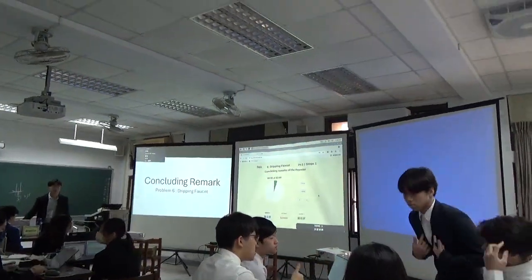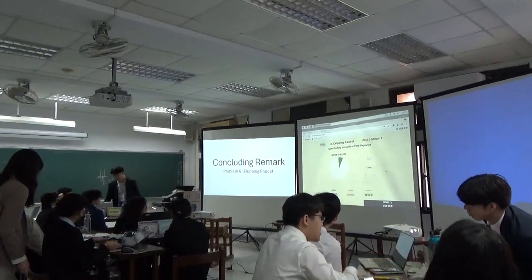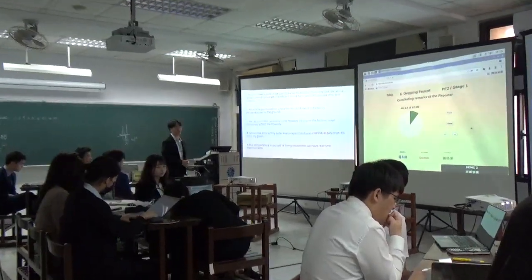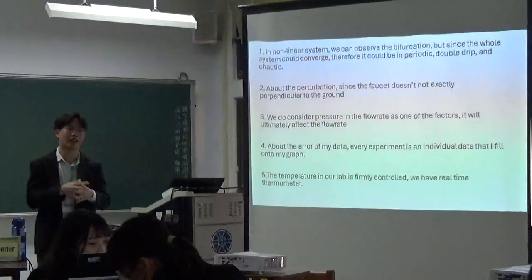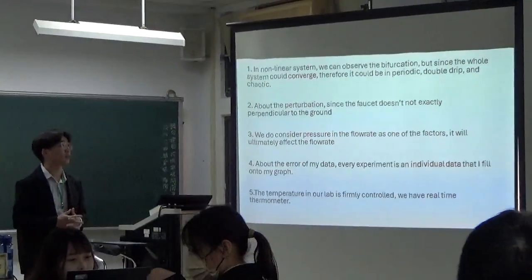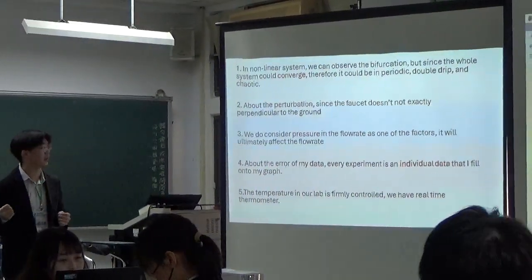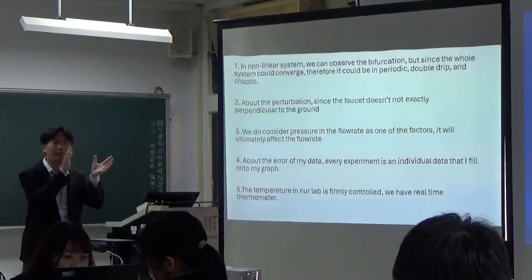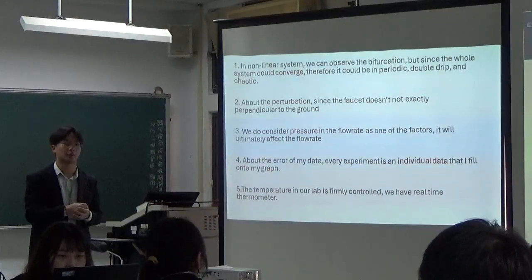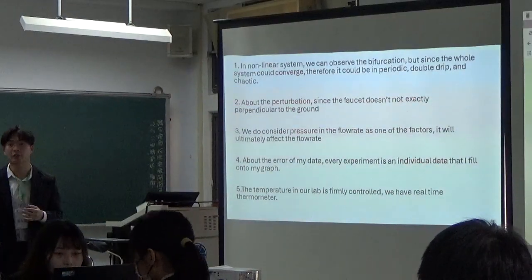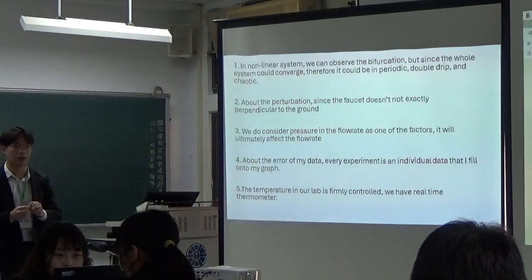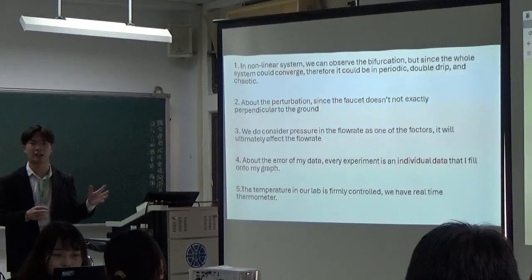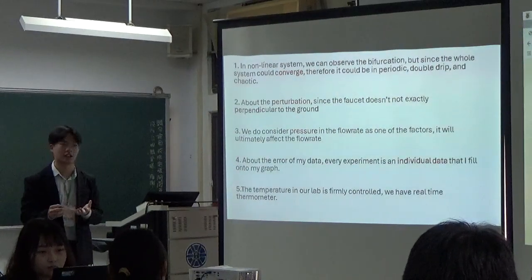Okay, so hi, I'm the reporter, and I'm about to conclude my report. In the nonlinear system, we can observe bifurcation, since the whole system could bifurcate. It could be periodic, double drift, and chaotic, because the whole system could bifurcate to a certain point, so there could be more variability. So there's still periodicity in the system, if you did notice earlier.